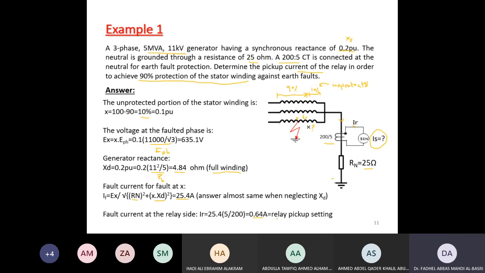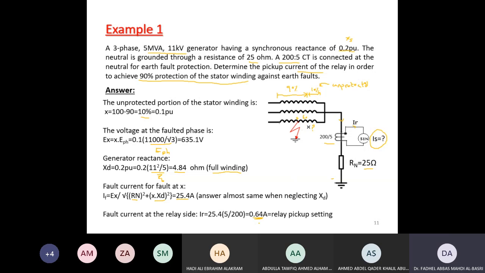So I will now choose a pickup setting equal to 0.64 in order to protect 90% of the stator winding. If I choose higher than this, I will not be able to achieve 90%. I will get less than 90%, which is okay. But why don't we go smaller than this so that I protect more than 90%?